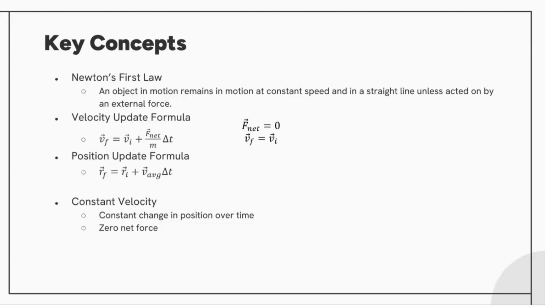And using that in the position update formula, the average velocity would end up being the same all throughout, which would mean that there would be a constant change in position over time, which is the definition of a constant velocity, and that is the model that we're going to be using for this experiment.